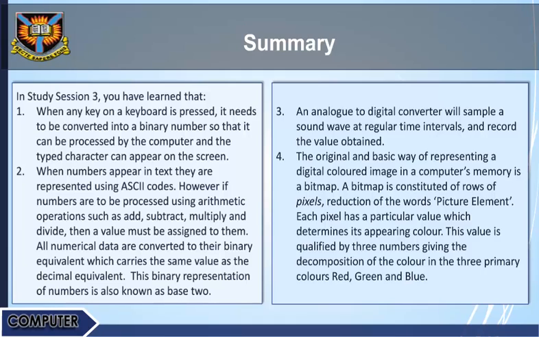3. An analog to digital converter will sample a sound wave at regular time intervals and record the value obtained. 4. The original and basic way of representing a digital colored image in a computer's memory is a bitmap. A bitmap is constituted of rows of pixels, a reduction of the words picture element. Each pixel has a particular value which determines its appearing color. This value is qualified by 3 numbers giving the composition of the color in the 3 primary colors red, green, and blue. This is the end of study session 3.